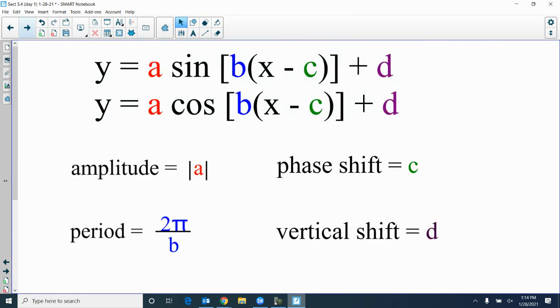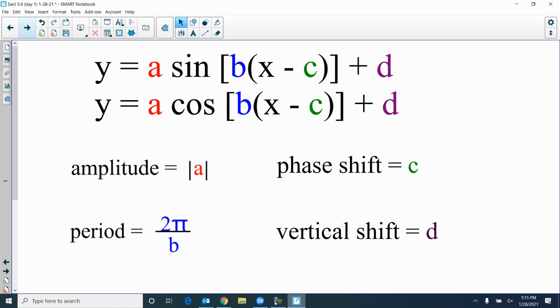All right, in general, we need to be able to identify the transformations. So if you got a constant in front, it's going to change the amplitude. Technically we talk about the absolute value. It's how high it goes and how low it goes. The period is 2 pi divided by that constant. So that's how we get a new period based upon the constant. Phase shift C moves left or right. D moves up or down, vertical shift. So depending on what you got, whether you have a phase shift, a period, vertical shift.